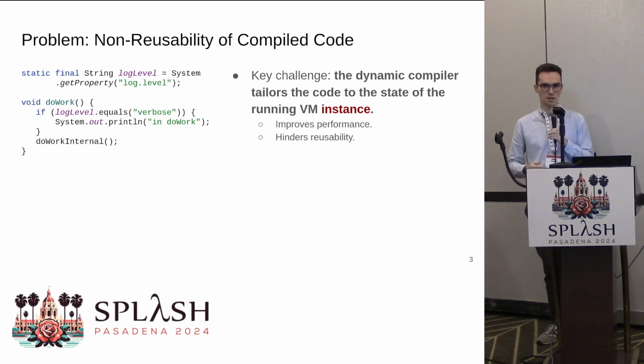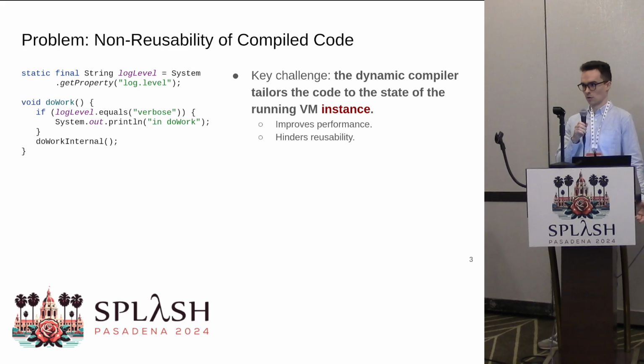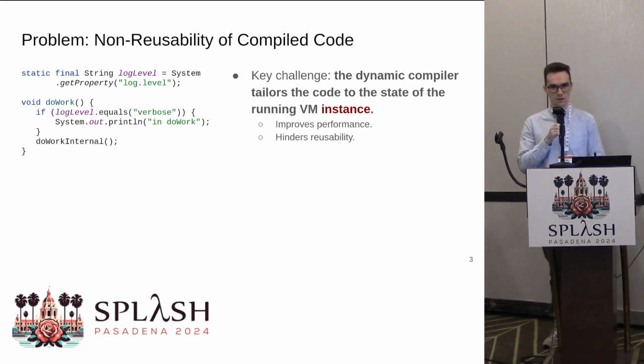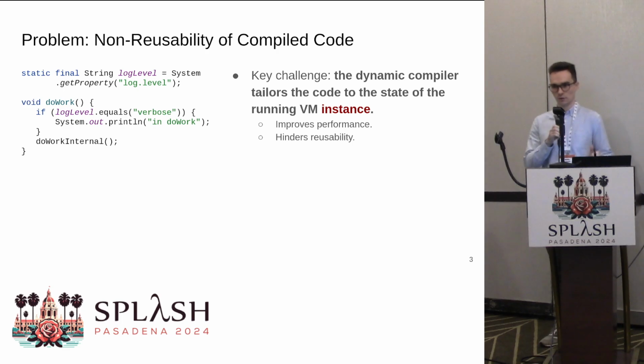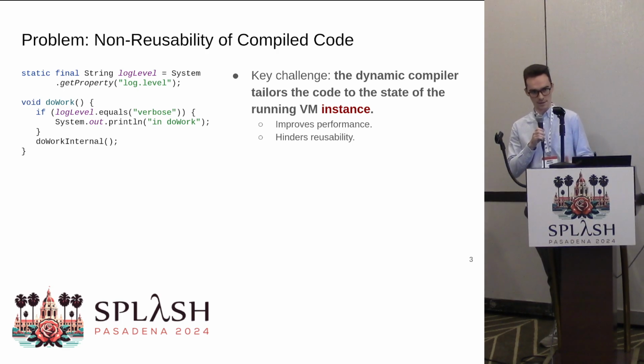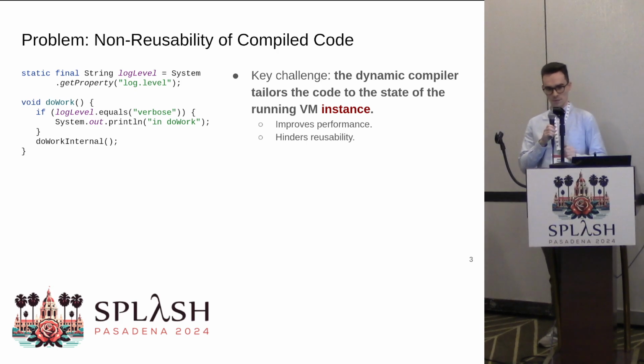Now, the challenge with a setup like this is that the compiled machine code is usually not easily reusable. So the problem is that the dynamic compiler specializes the machine code to the state of the running VM instance. So this is often what we want because it usually improves performance, but it also hinders the reusability of that code in another VM instance.